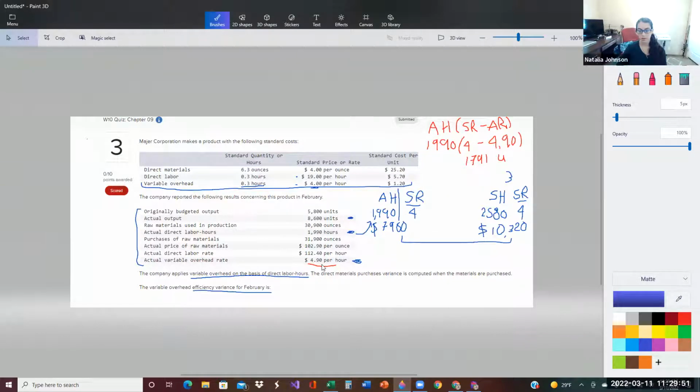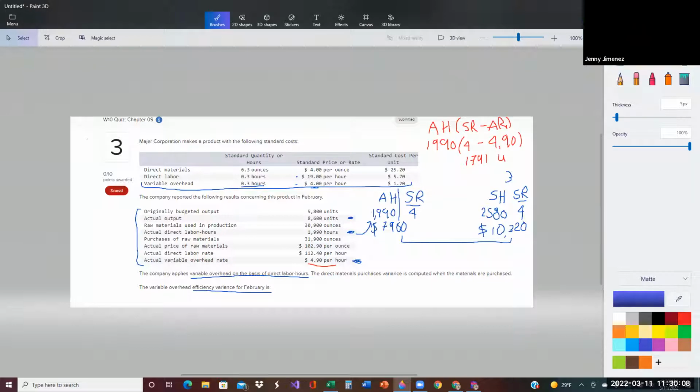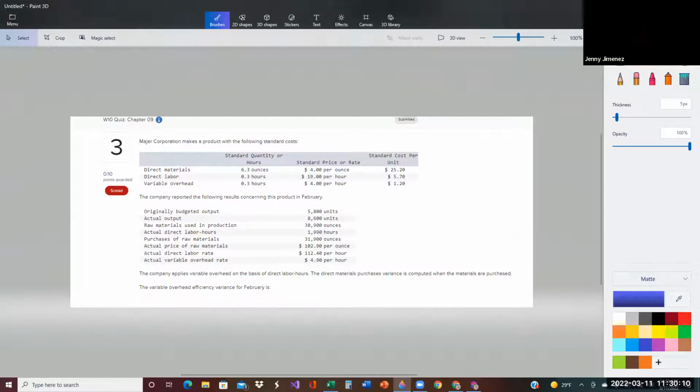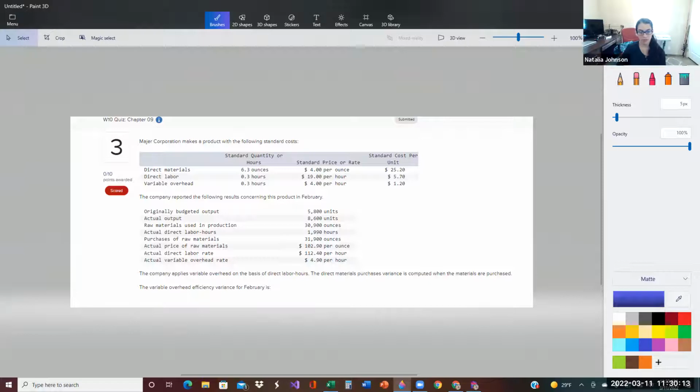Okay, so that was the variable overhead rate you just did. Yeah, still in variable overhead. So do you guys want to do the materials or labor now? Sure, let's do it all. Okay, so let's do materials first.